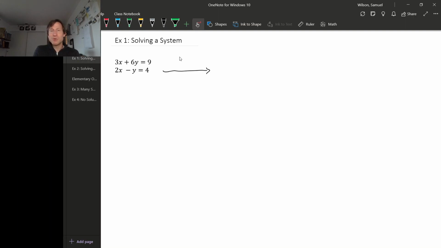And to indicate that that's what we're doing, I'm just going to write, we're taking the first row, so I'm going to write R1, and we're multiplying it by 1/3, so I'm just going to write 1/3 R1. So this is just my way of indicating that we're replacing the first row with 1/3 times itself. So that gives us a new system of equations, and that's x plus 2y equals 3. And the second equation hasn't changed, so it's 2x minus y equals 4.